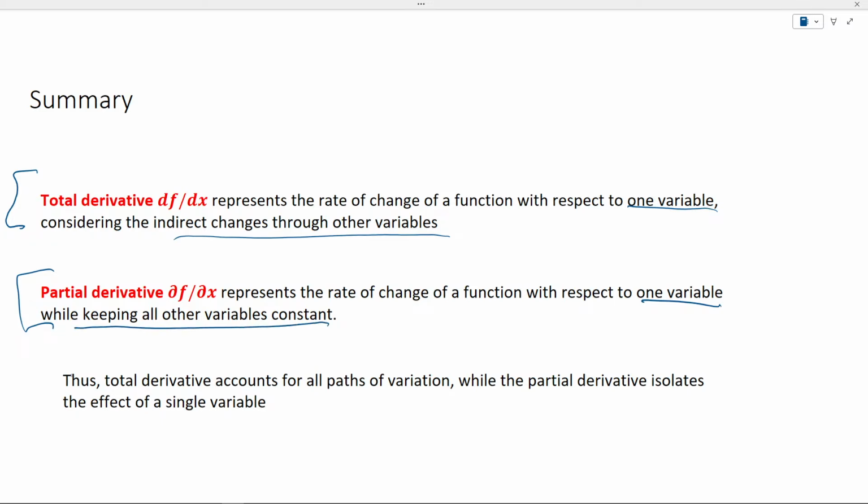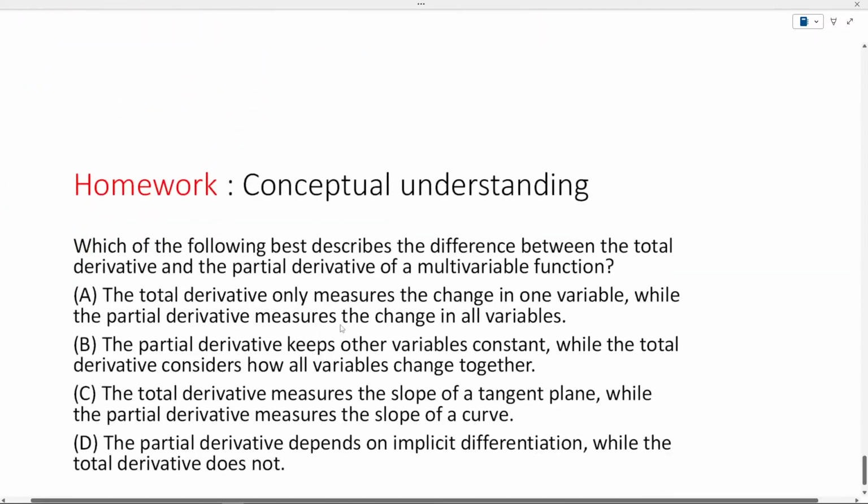So here all the other variables are working, you see the impact of all the other variables when you do this guy, versus this guy, you hold them constant. Thus total derivative accounts for all paths of variation, while partial derivative isolates the effect of a single variable. That's the main thing. Okay, so let's close with this.